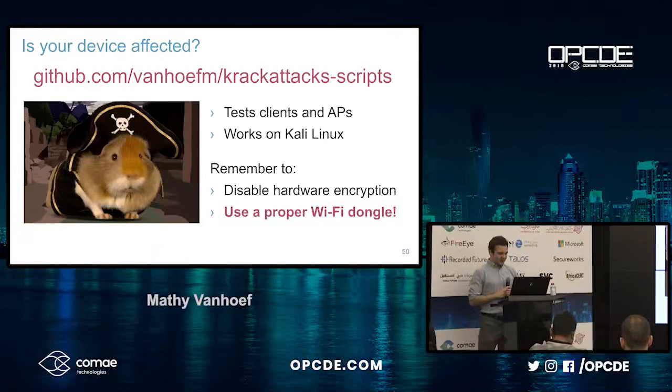Now, there is one annoying thing when you are using these scripts. These scripts are used to detect bugs in certain Wi-Fi devices. But when you use this script, you have to be sure that as a tester, you don't use a buggy Wi-Fi dongle yourself, because otherwise that might interfere with the tests. So basically, if you use these scripts, disable hardware encryption, because otherwise our tests might give the wrong results, which is annoying. Or just use a proper Wi-Fi dongle. The page mentions some Wi-Fi devices that we use that we know are working properly.